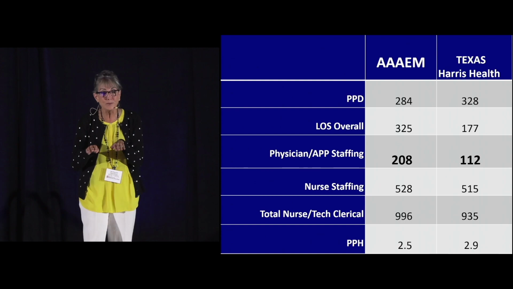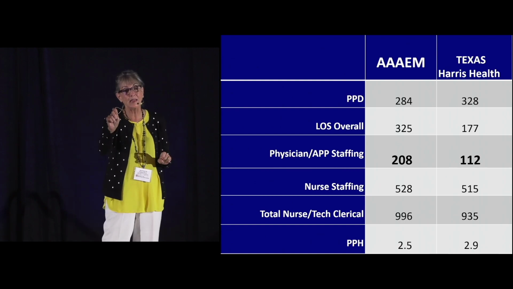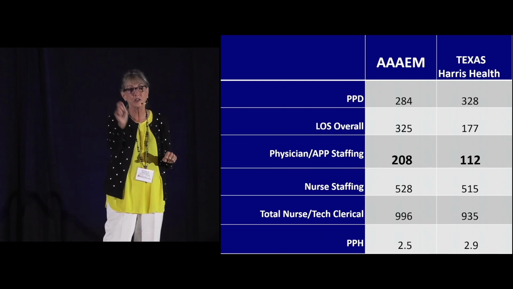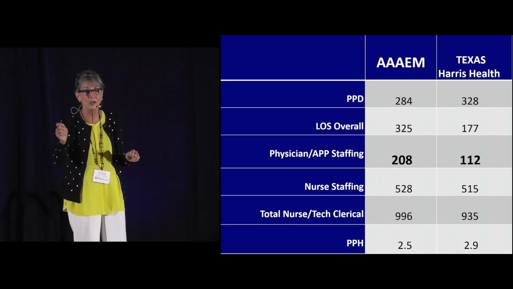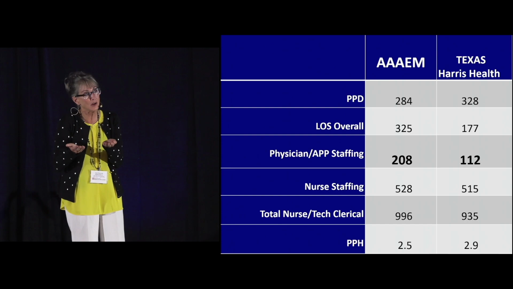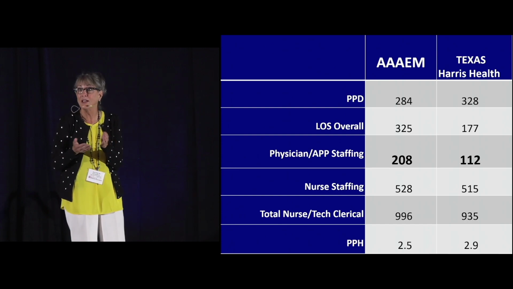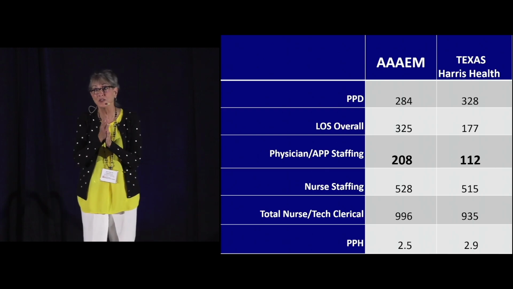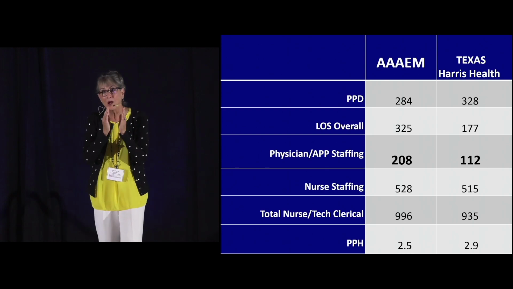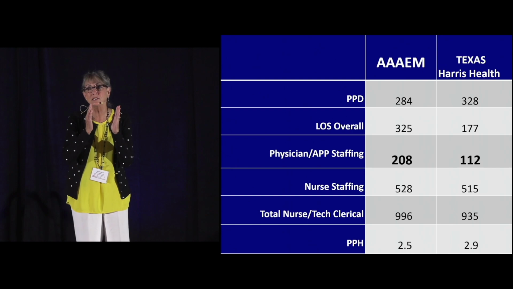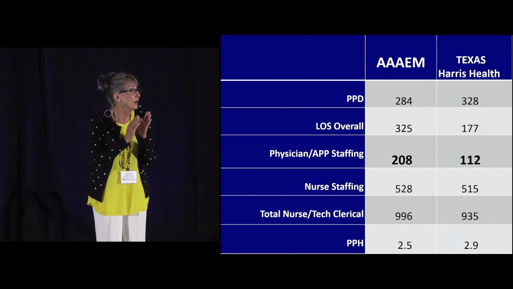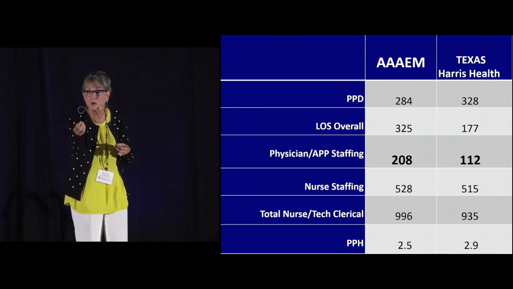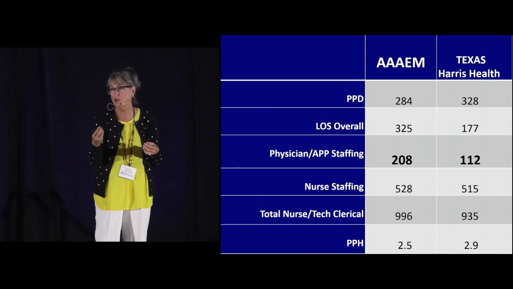All right, most important. Compare to AAEM, this particular year's database, 284 patients. Texas Harris Health had 328. Look at what they staffed it with in terms of providers. Oh my gosh. And this is a trend, I have to tell you, that I have seen over and over. The most efficient departments are often the leanest. You know what I mean? They can do it with fewer providers because it works so well.